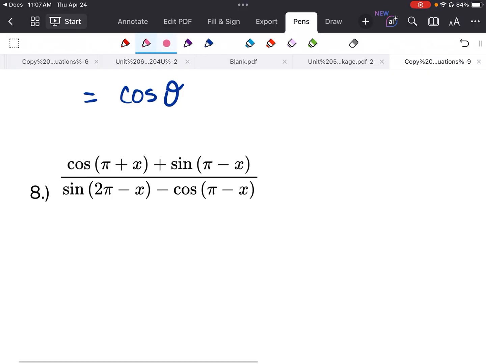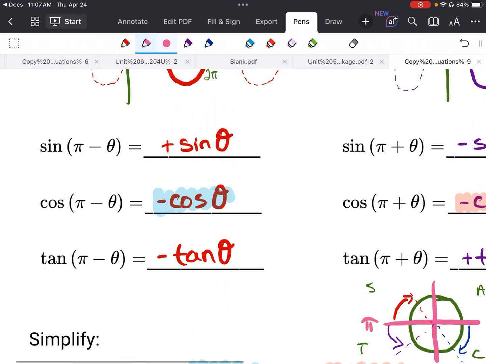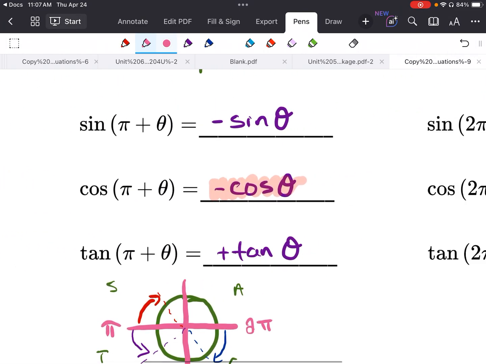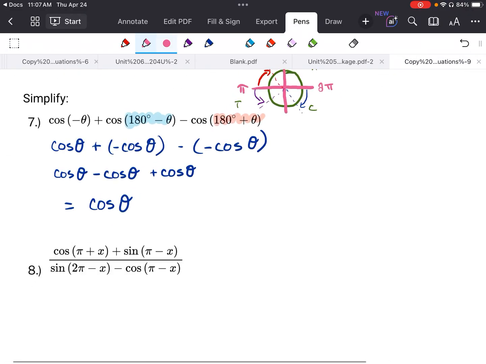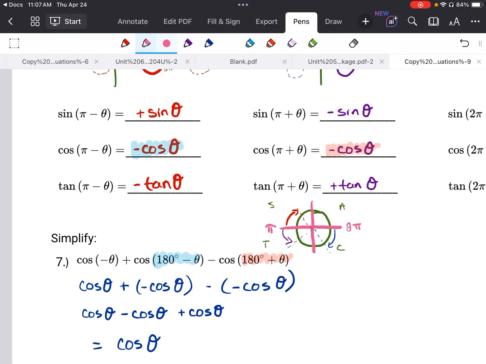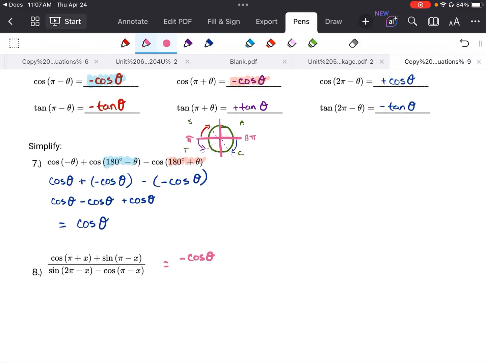What if we go down here? The cos of pi plus x, again, go over here, we have pi plus theta, which is the same as pi plus x. It's negative cos theta, so we have negative cos theta. The sine of pi minus x was positive sine, so we have plus sine theta.